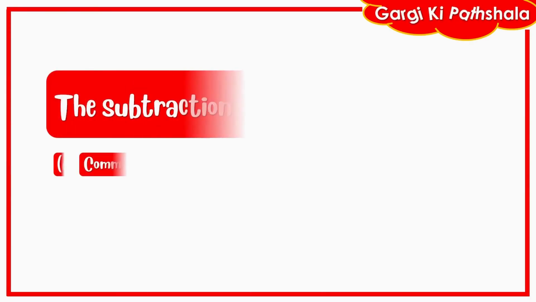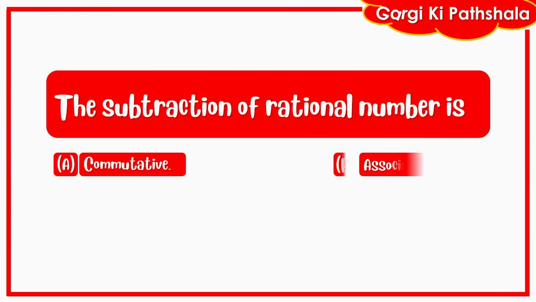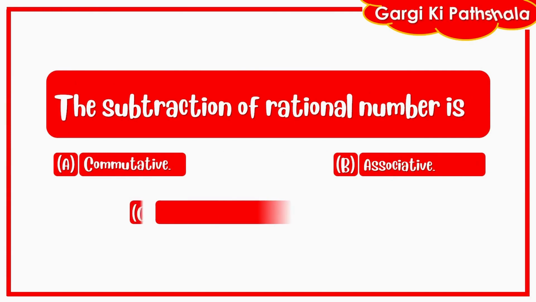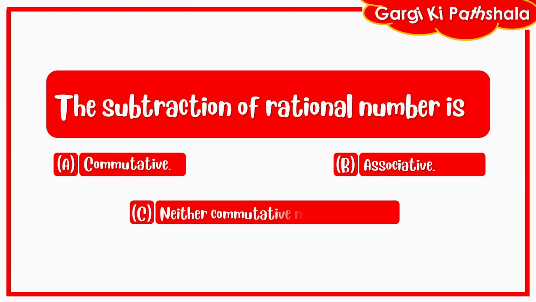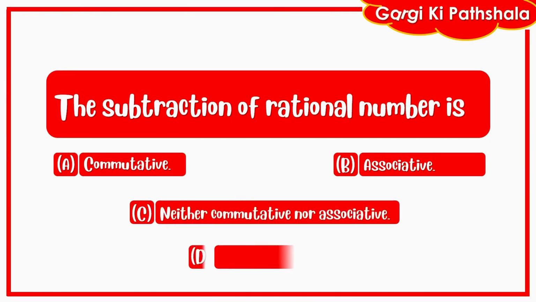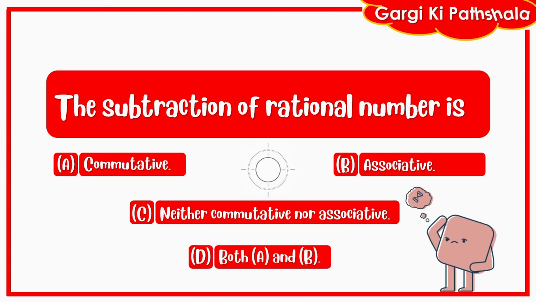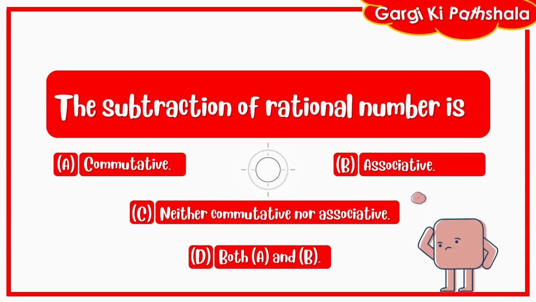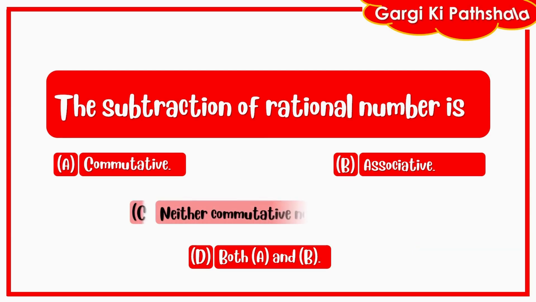The subtraction of rational numbers is: A. Commutative, B. Associative, C. Neither commutative nor associative, D. Both A and B. The correct answer is C. Neither commutative nor associative.